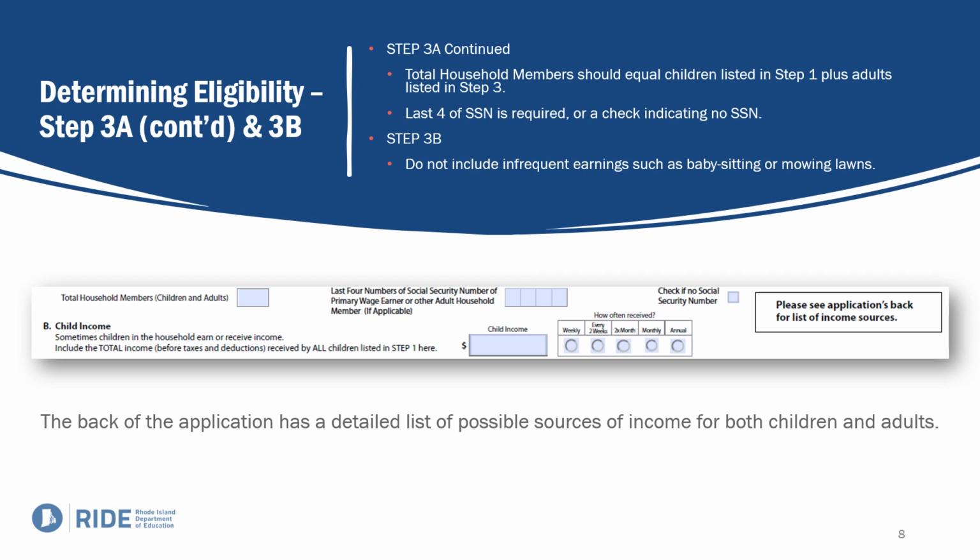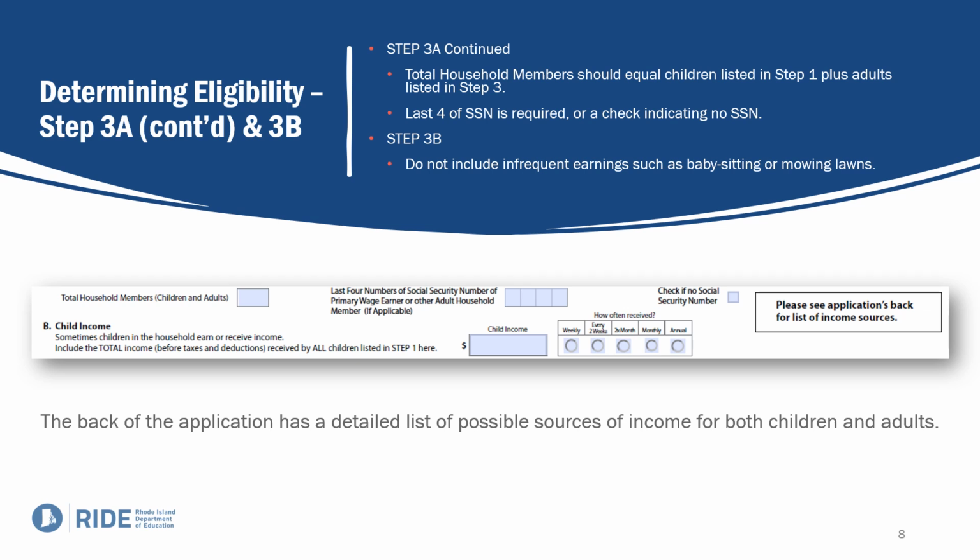At the bottom of Step 3A, the applicant should fill in the total number of household members, which should equal the total number of children listed in Step 1, plus the total number of adults listed in Step 3. If, for any reason, you think the total number of household members is incorrect, maybe they wrote 5, but you only see 4 people listed on the application, or maybe the opposite, they wrote 4, but they listed 5 on the application, you will need to contact the household to obtain clarification.